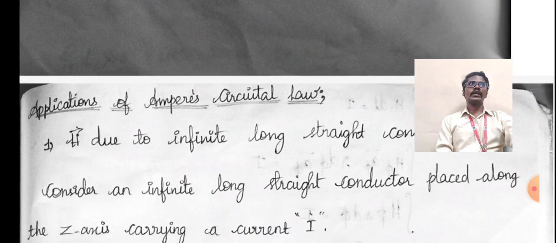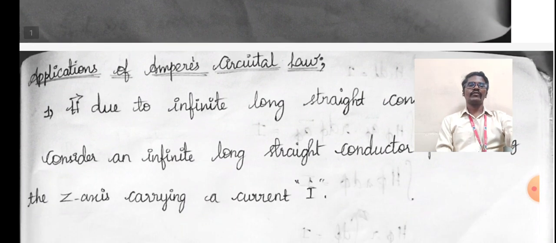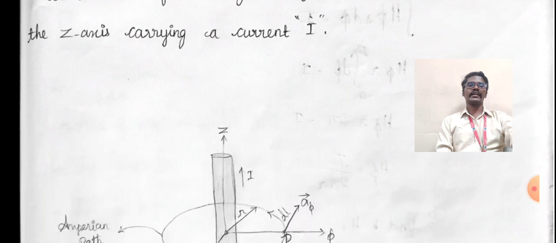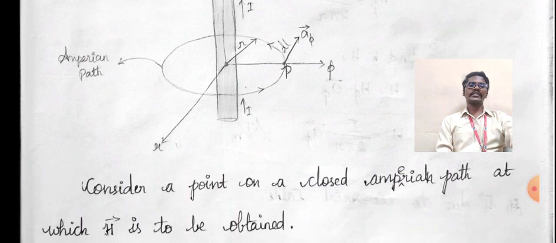Now we are going to see the applications of Ampere Circuital law. The first application is to find the magnetic field intensity due to an infinite long straight conductor. We consider an infinite long straight conductor placed on the z-axis carrying a current I, and the Amperian path is represented at a distance r.